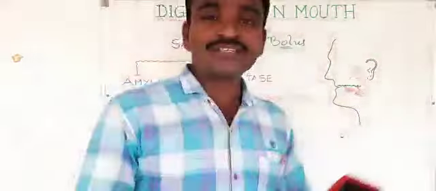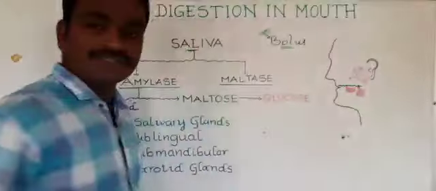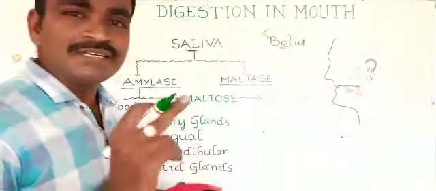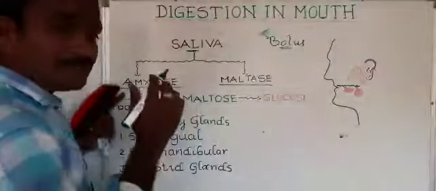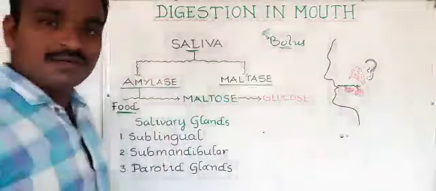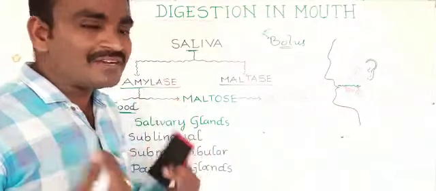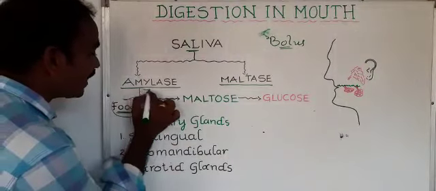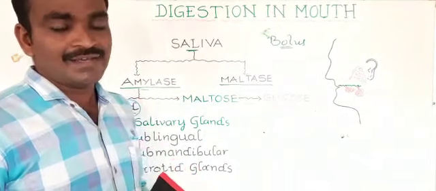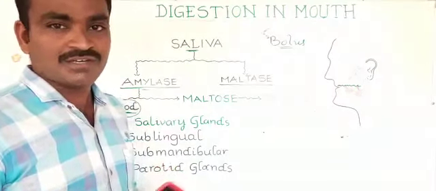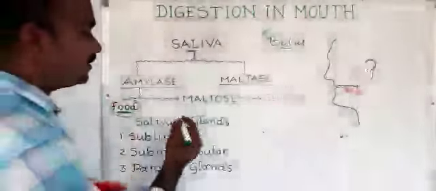What enzymes are present in this saliva? Usually we say amylase and maltase. These two enzymes are present in the saliva. Amylase acts on the food we are chewing in the buccal cavity or oral cavity. This amylase enzyme is also known as ptyalin and as salivary amylase. Amylase acts on the food, and it is converted into maltose.